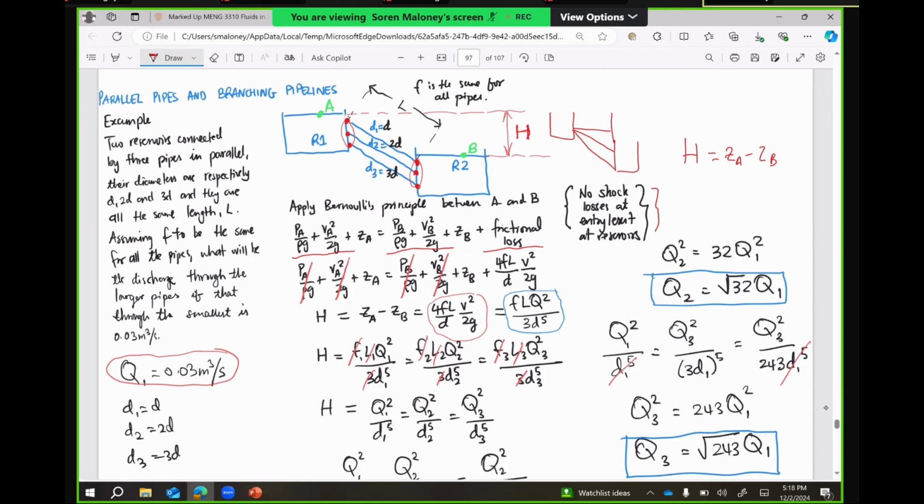So now we can then simplify. You know that PA and PB are open to atmosphere. My VA is going to be 0 because it's starting at the reservoir, same as VB. That's also going to be 0. If you look at the surface of a reservoir, it doesn't really move, right? That's basically what you're saying. So my ZA minus ZB is just going to be equal to the frictional loss inside of that pipe, right? Because that's the only loss I'm considering.